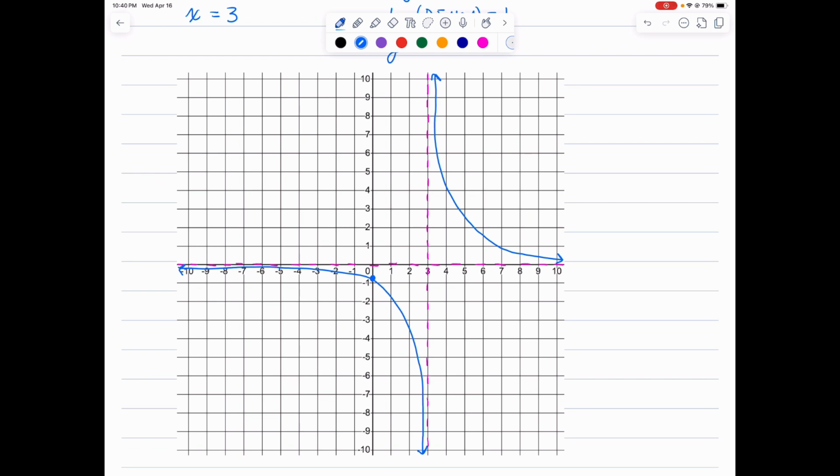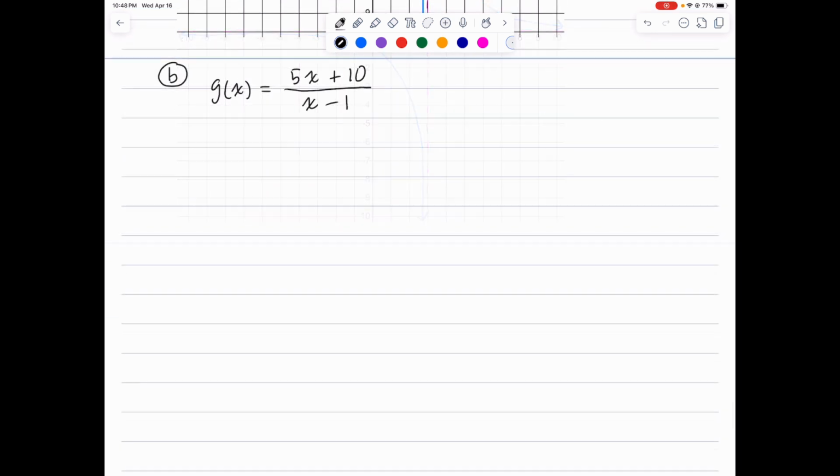Okay, it doesn't have to be perfect. I mainly just want to see the dashed lines where you have your horizontal and vertical asymptotes, and I want to see those intercepts wherever they are. I'd like to see them. Okay, so this looks good here. Let's move on to part B.